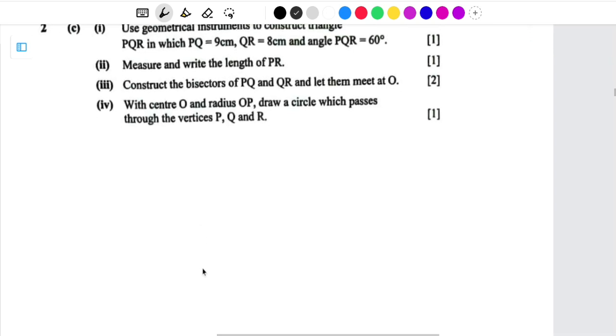So the first part, we have to draw a line from P to Q, which is going to give us 10 centimeters. So you just take a ruler, then you draw a straight line. So I'm going to draw a straight line here.